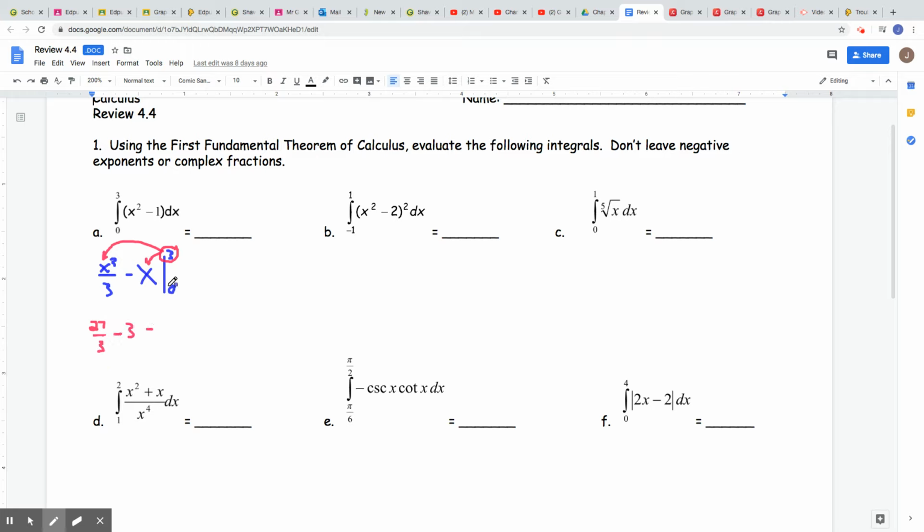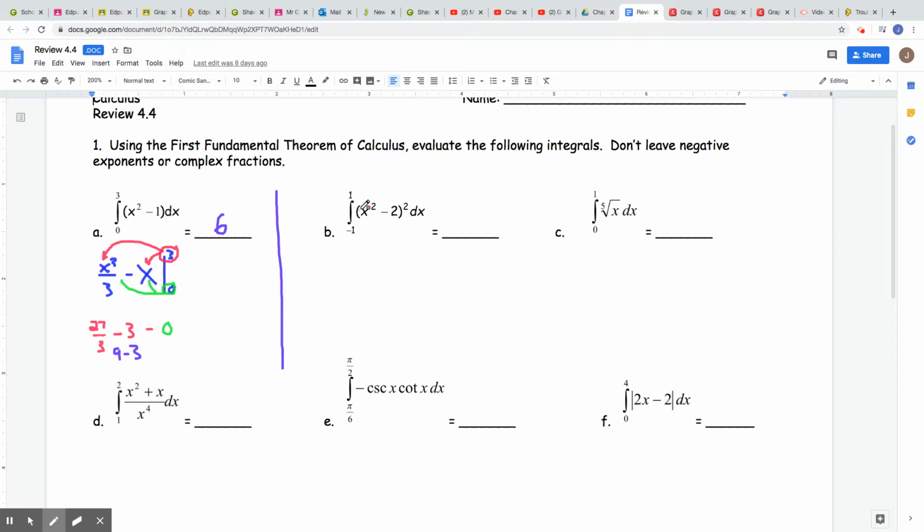Now we go minus, we plug in the bottom number 0. Well, nice and easy here. When you plug in 0 minus 0 is just 0. So the answer for this one is 27 over 3 is 9. 9 minus 3. And the answer is 6. All right, that one's done. All right, on to the second one.